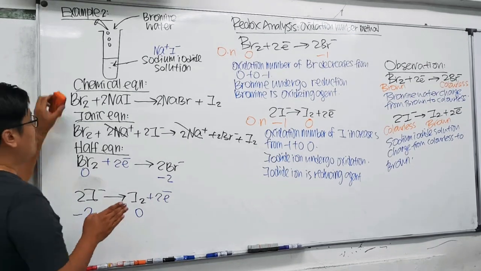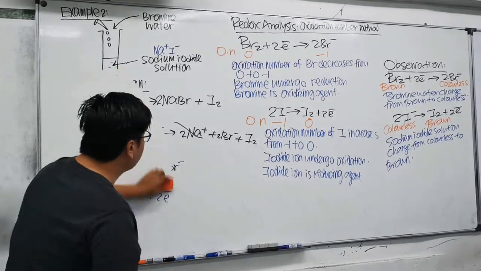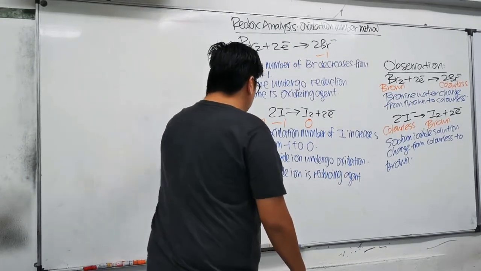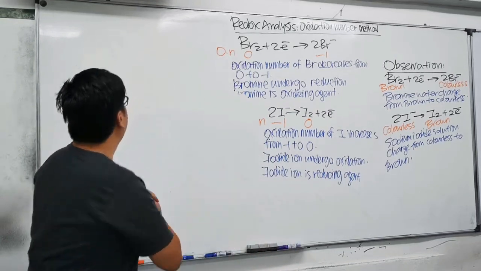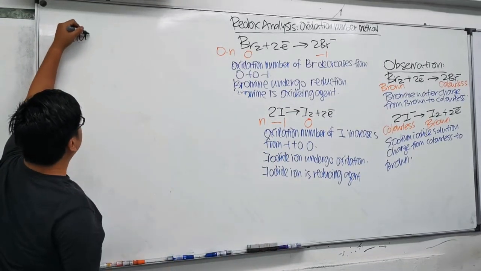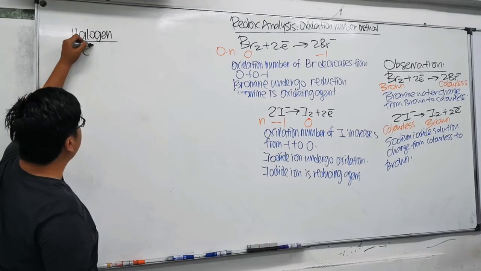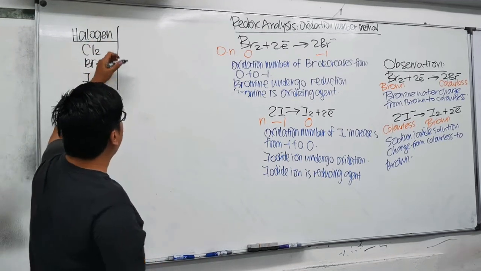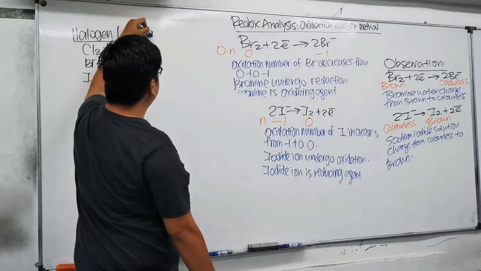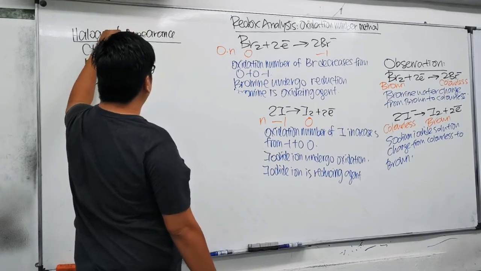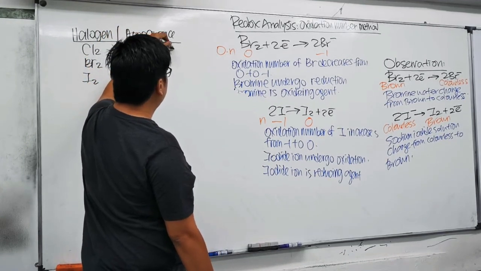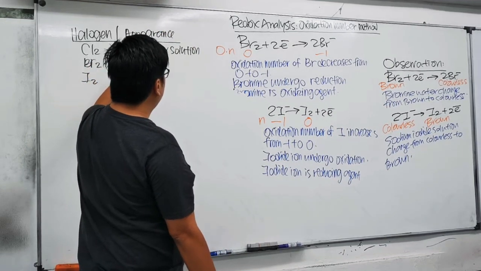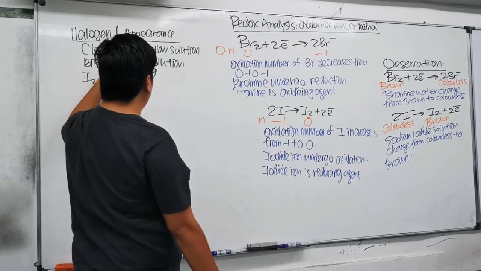Okay, now, let me do the final things to close up with these subtopics. As we can see the color already, you learned a moment ago on the color. This is the halogen, we have chlorine, bromine, and iodine. These are their appearance. Chlorine is a pale yellow color solution. Bromine is a brown color solution. Meanwhile, iodine also a brown color solution.